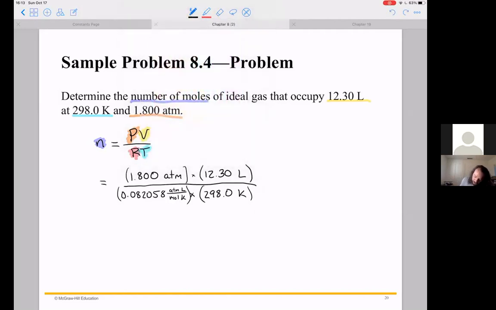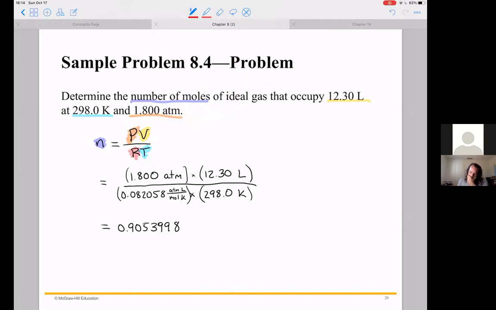Okay, so punch this into your calculator and see what you get. What I get is 0.905399998, something like that. Okay. What's the next step?